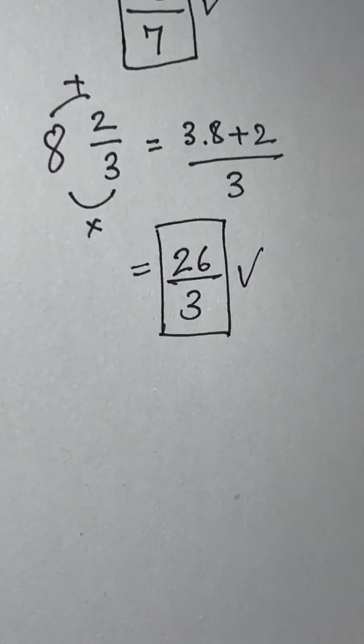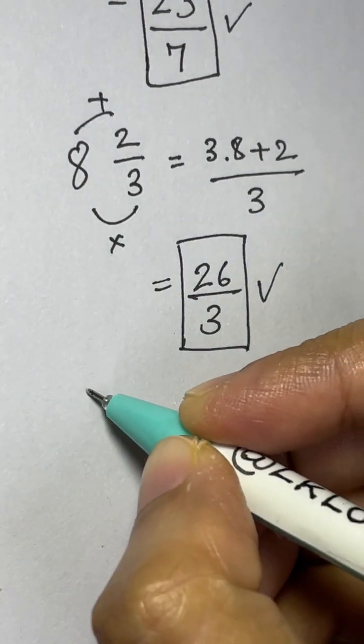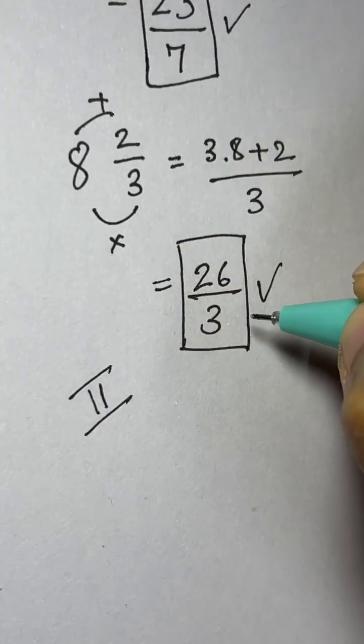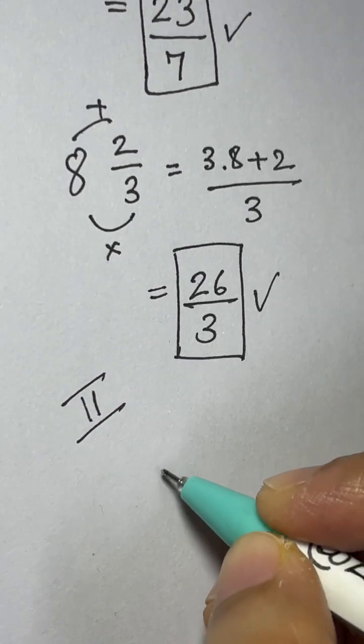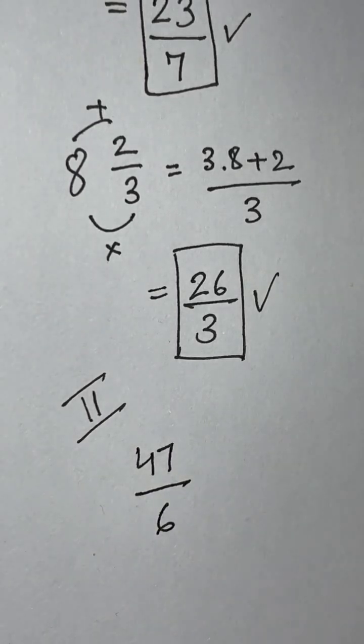Let's see now vice versa. How would you do it in reverse? Till now you were doing mixed number to improper fraction. I will do improper fraction to a mixed number. So if you have something like this, 47 over 6. Suppose you have 47 over 6.